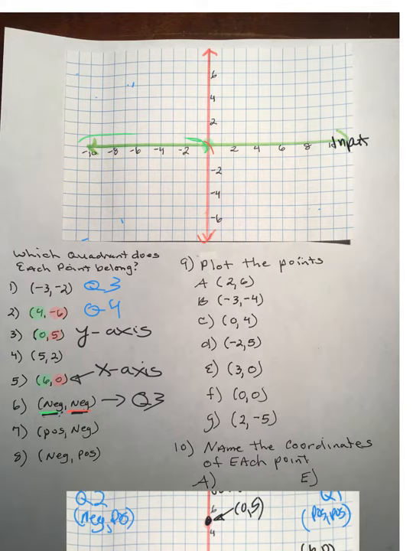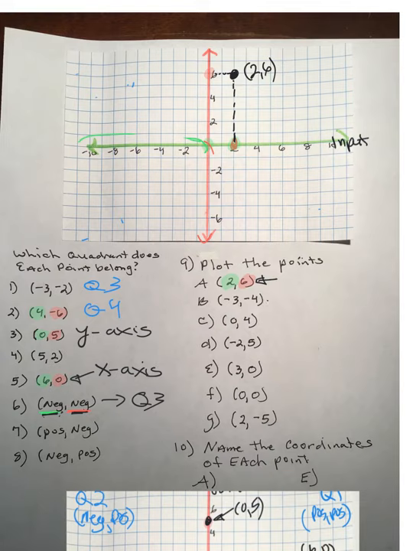If we have 2, 6, again, you want to find 2 on the input and 6 on the output, and it's where those two meet. So 2 on the input would be right here, and then 6 on the output would be right there. We have 2 for the input and 6 for the output. So that's the location 2, 6.